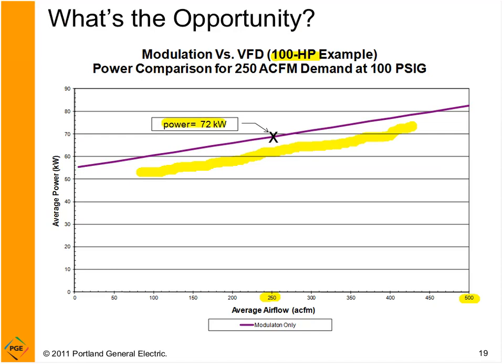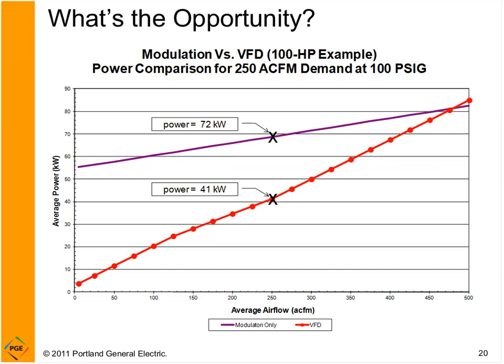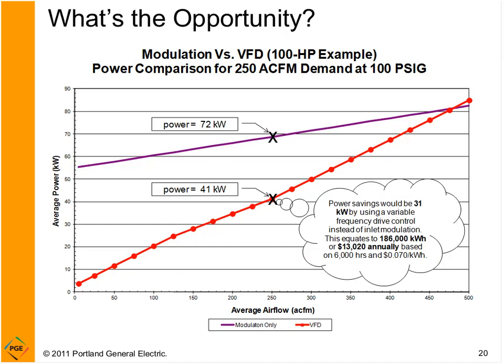Okay? Pretty inefficient. What if I were to replace that compressor with a variable speed or variable frequency drive compressor? Same flow. It's end uses and leaks that dictate flow demand, not the compressor itself. So I have the same flow, but I can get by with 41 kilowatts for a savings of 31 kilowatts, 186,000 kilowatt hours a year, and $13,000. So I've saved $13,000 by considering a variable frequency drive compressor instead of modulation. This isn't magic. This is pure, simple application.